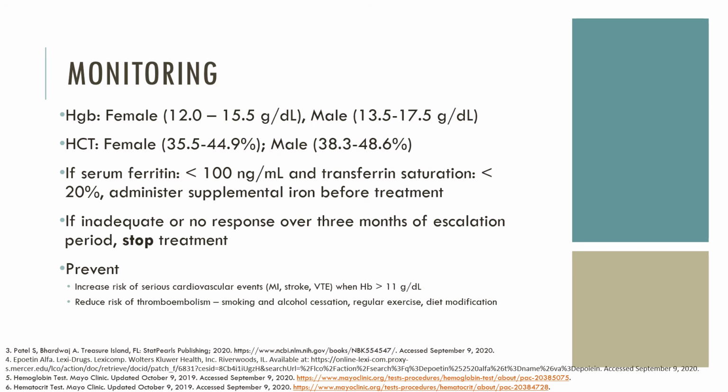If the patient's serum ferritin is less than 100 and the transferrin saturation is less than 20%, you want to administer supplemental iron before treatment. If the patient has inadequate or no response over 3 months of readjustment or escalation periods, you may stop the treatment. For prevention of further complications, if the patient's hemoglobin goes over 11, you want to hold the dose or stop the treatment because it can increase the risk of serious cardiovascular events, including heart attack, stroke, or VTE.